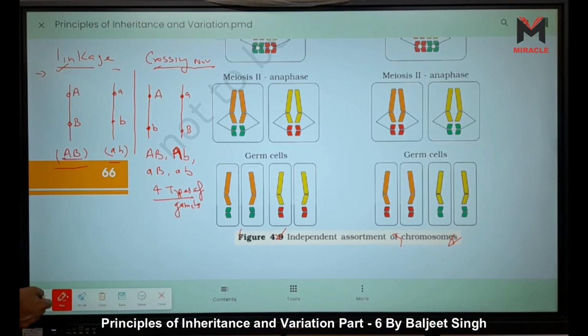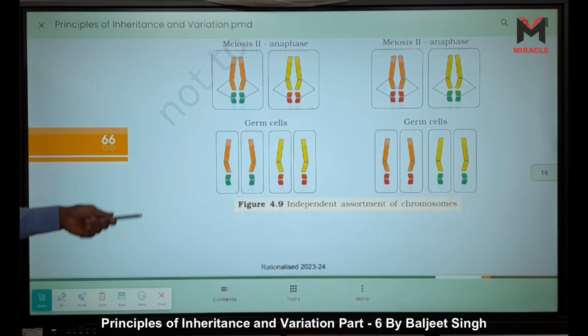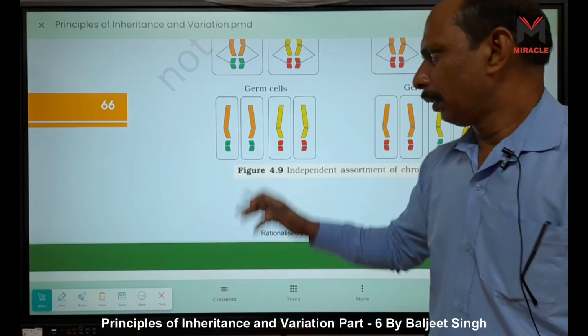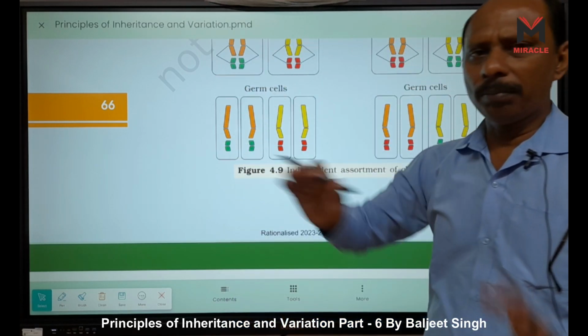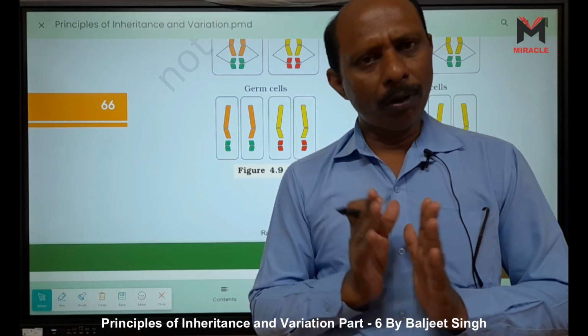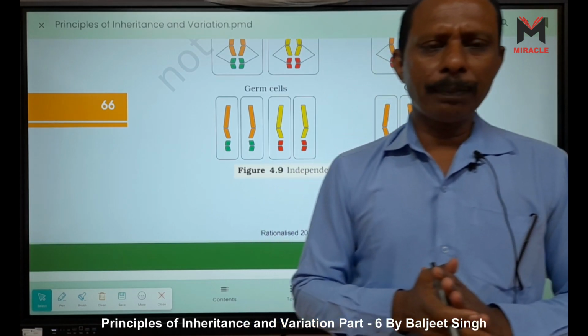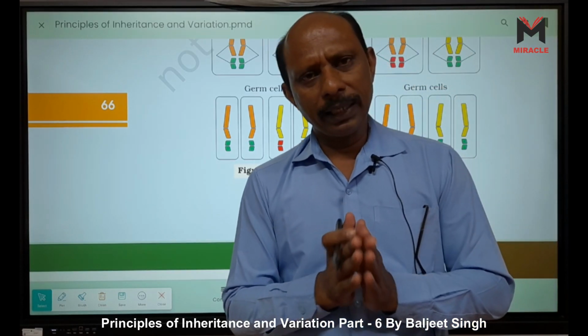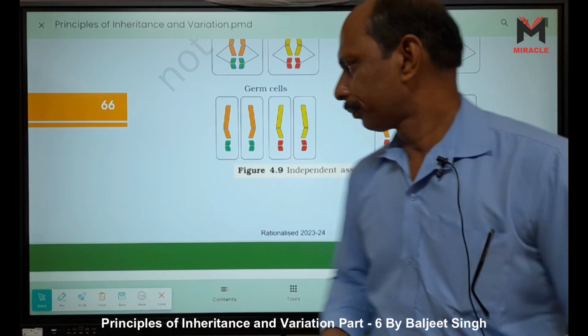Okay, here a simple thing is given. First, the number of chromosomes is reduced, meaning half the number of chromosomes in meiosis first. In meiosis second, the number of chromosomes is not reduced, but the chromatin threads get separated, right?